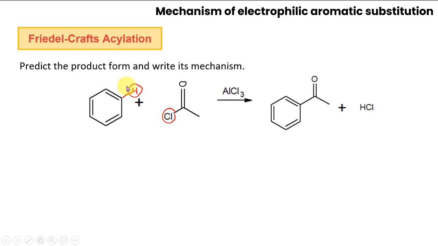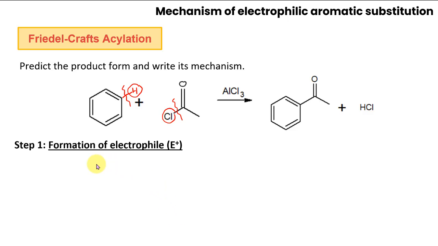Alright, so where you break the bond is where you form the bond. So we're breaking the bond between carbon and hydrogen here and between the carbon and Cl over here. So here is the new bond formed between the benzene and the acyl group. The structure has the name acetophenone.